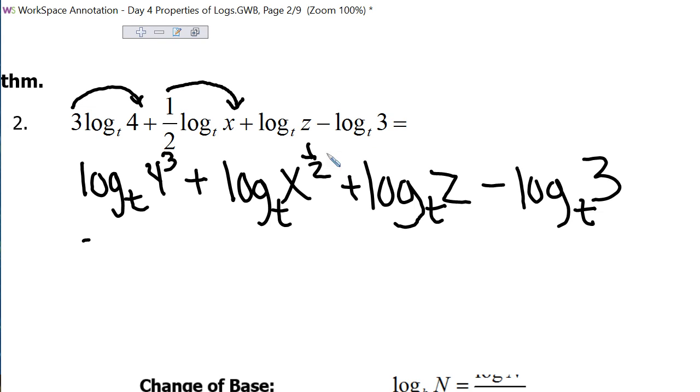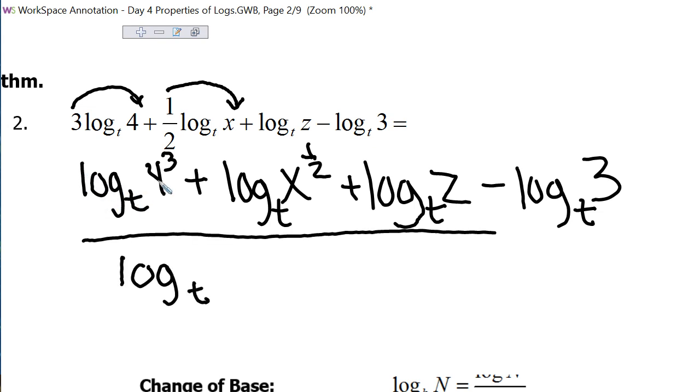So if I have addition, what operation do I change it to? Multiplication. So keep the log base t. And I need to multiply, well, what is 4 cubed? 64. So this would be 64 times x to the 1/2. Oops, that looks like x and 1/2. So make sure your exponents are up in the air.